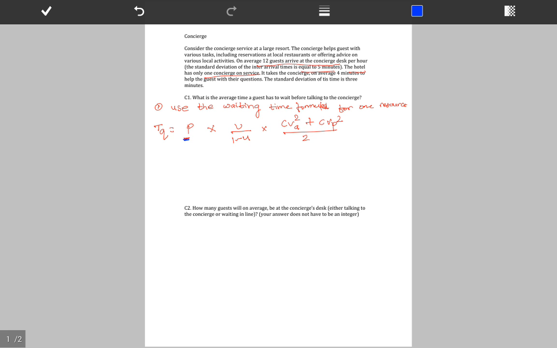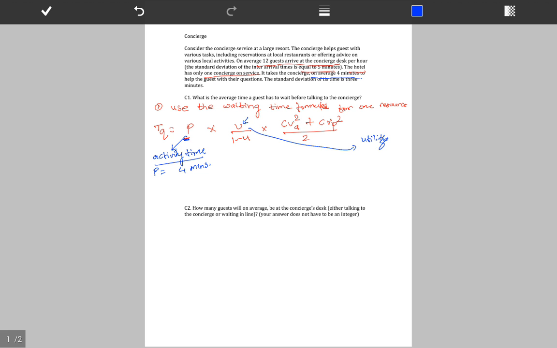So what is P? P is the activity time. How long does it take to serve one customer? That's what P is, right? It takes the concierge on average 4 minutes to help the guest with their question. So we have P equals 4 minutes. Okay, we got that part. The second part is what we need: utilization. U is utilization.